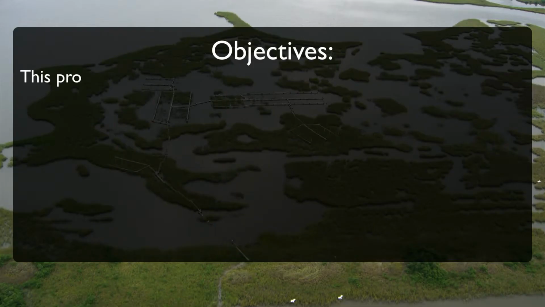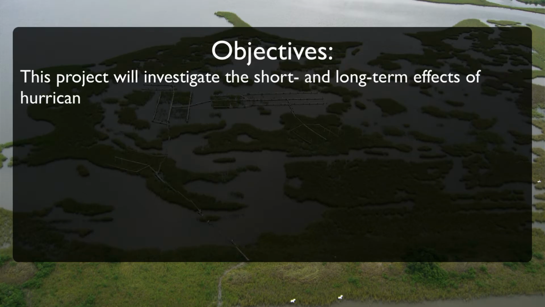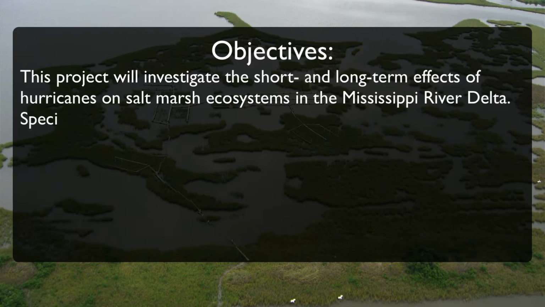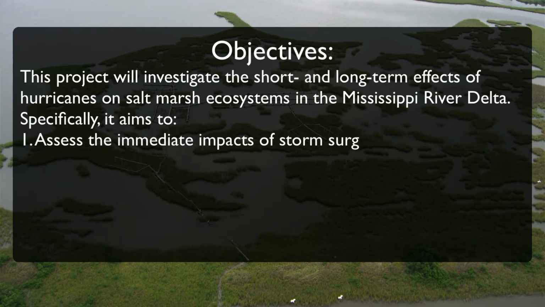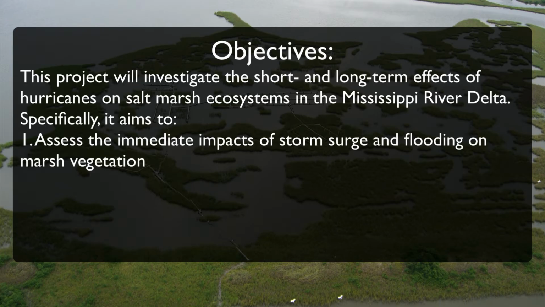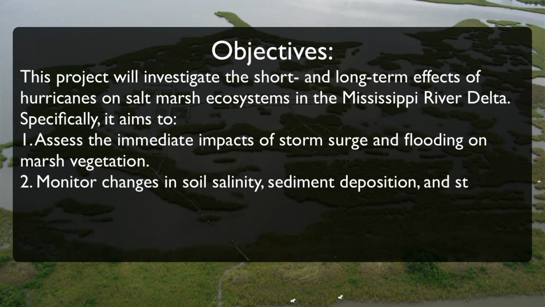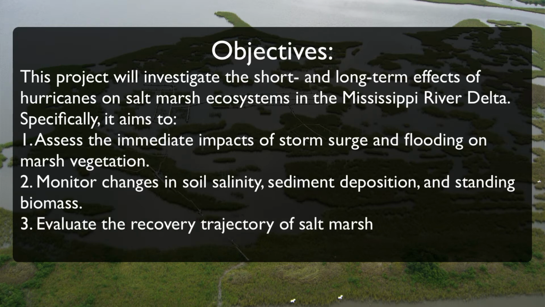Next, we list the objectives. This project will investigate the short and long-term effects of hurricanes on salt marsh ecosystems in the Mississippi River Delta. Specifically, it aims to assess the immediate impacts of storm surge and flooding on marsh vegetation, monitor changes in soil salinity, sediment deposition, and standing biomass, and evaluate the recovery trajectory of salt marshes over the following year.